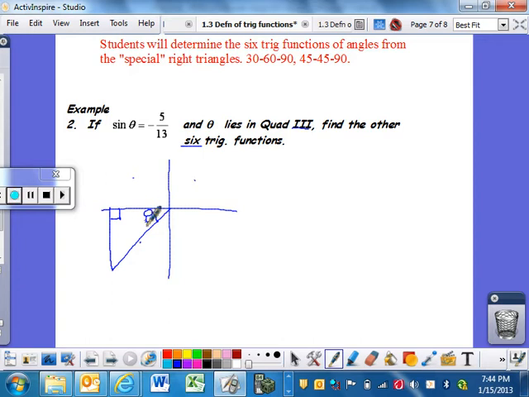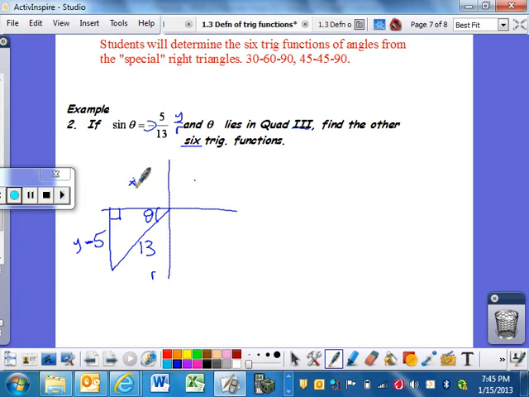And I know that sine is your y over r, or opposite over hypotenuse. So here's your x side, here's your y side, here's your r side. I know that my y is 5, my r is 13. One of them needs to be negative. Well, your hypotenuse, the radius, will always be positive, which means that my y value must be negative. So I know that it's negative 5, and then the radius is 13.